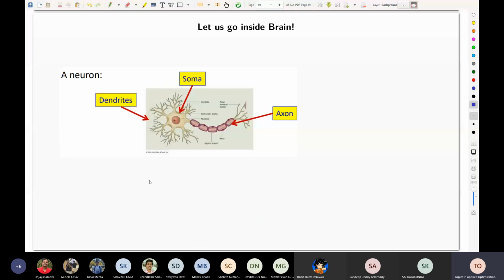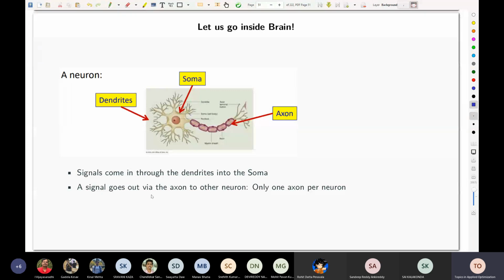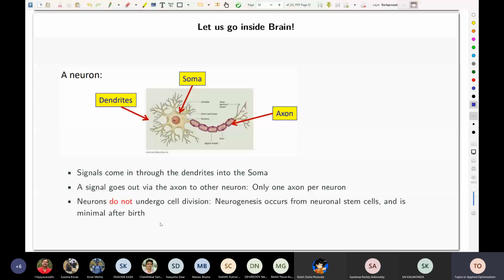So the idea here is to get inspired from the brain, and this is the typical picture of a neuron. We have so-called dendrites, and then the so-called soma, the main part, and then the axon, indicated by this arrow. So signals come in through the dendrites into the soma, and a signal goes out via the axon to other neurons. Only one axon per neuron.